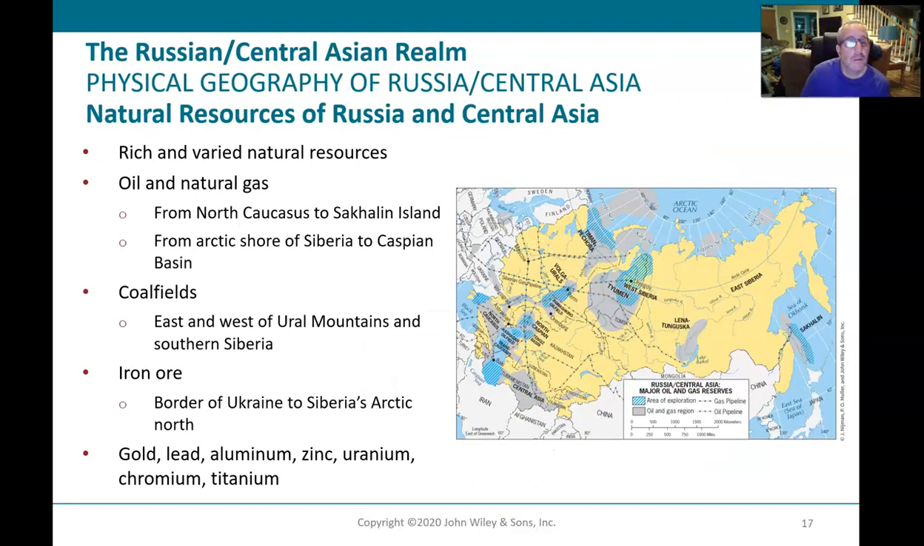Let's see. I've already mentioned most of that. So physical geography, again, this is just a map showing oil and gas reserves and potential oil and gas reserves, and you can see out here around this island that I mentioned before is one of those. Some of it is in northern Siberia right here, and then a lot of it is down here in your Caucasus area. Some of that is already being produced, and some of it is being explored.